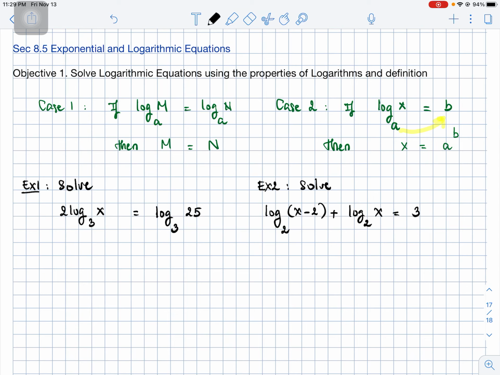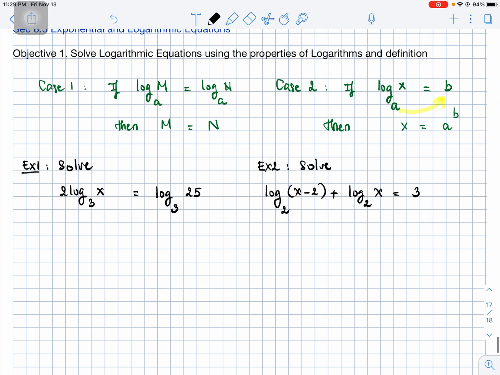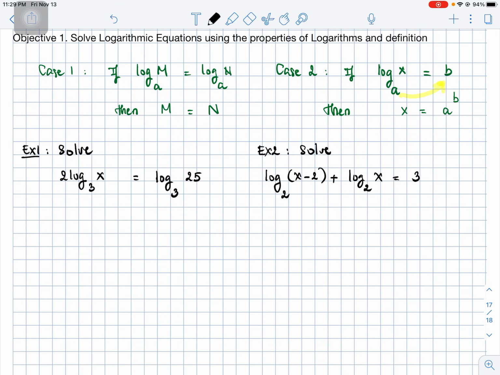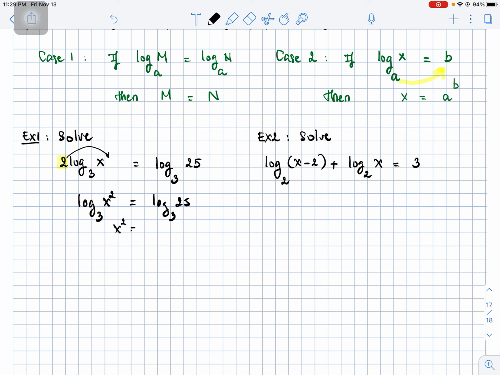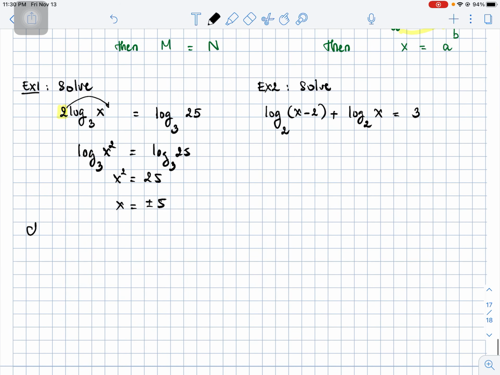Like example number 1, you see you have log on one side and log on the other side. It looks like case number 1, so we will use it for example 1. We need to get rid of this 2, and you recall that we can move this 2 up. We use the power rule. Then log base 3 of x squared equals log base 3 of 25. The m will be x squared and the n is 25. Then the m and the n equal each other, so x equals plus or minus 5.